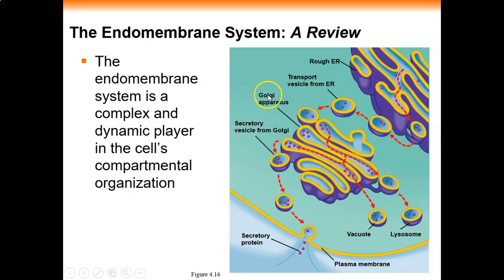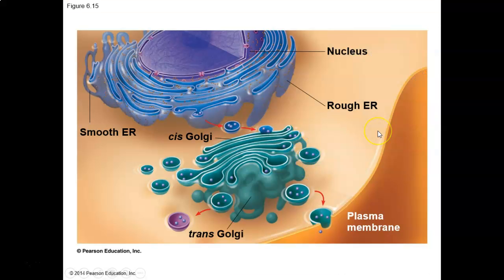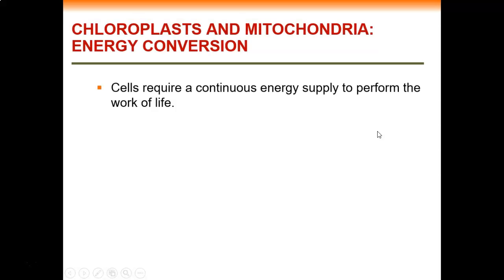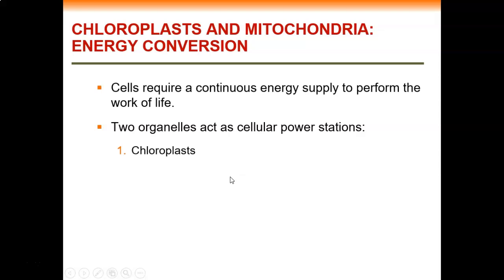So the endomembrane system, as a review, again, you want to be asking yourself, where are things going, and can I recognize what the different components are? So I've got a whole bunch of different pictures and a bunch of different videos that you can watch. Okay, so we're up to mitochondria and chloroplasts.